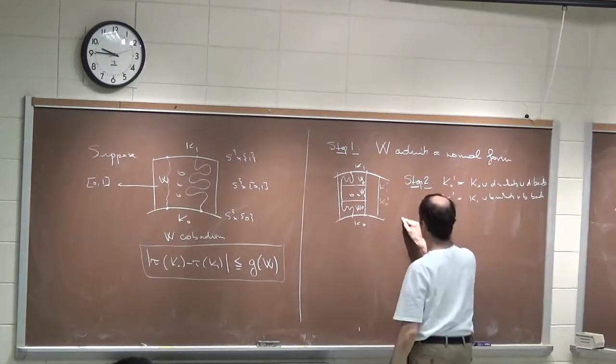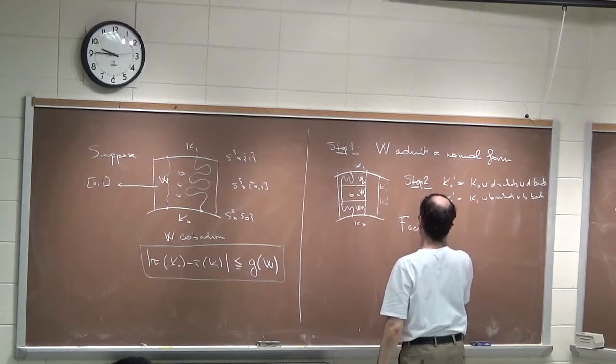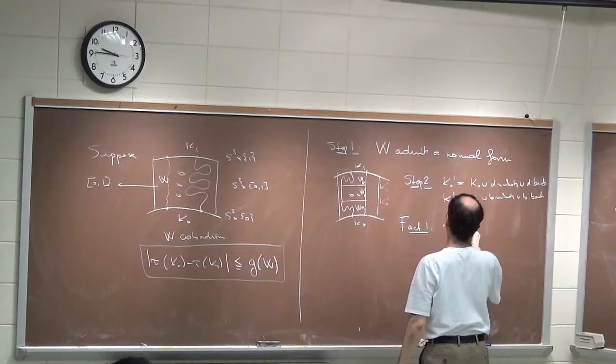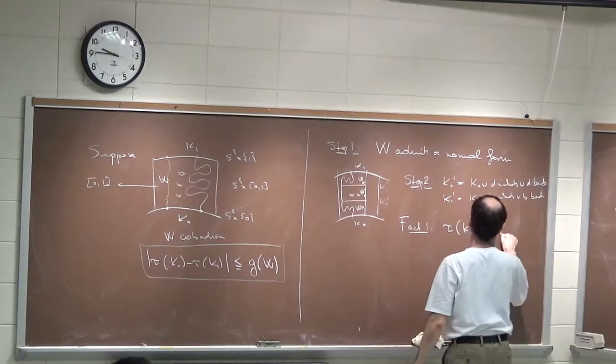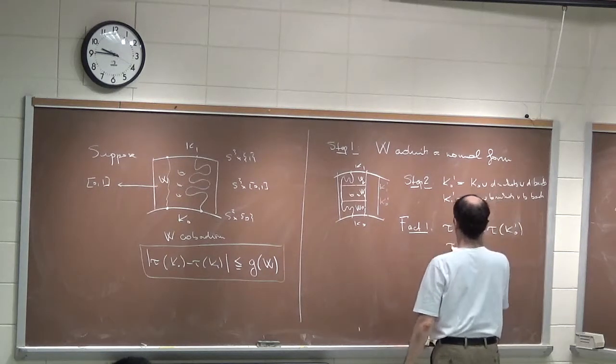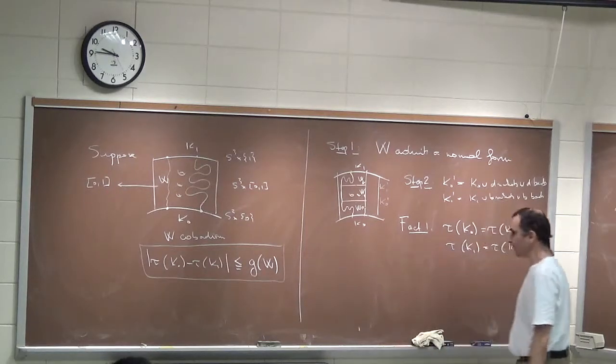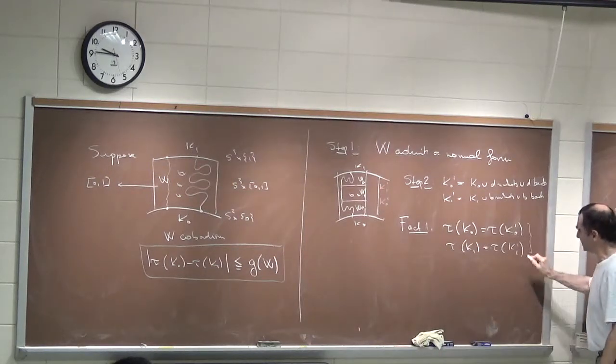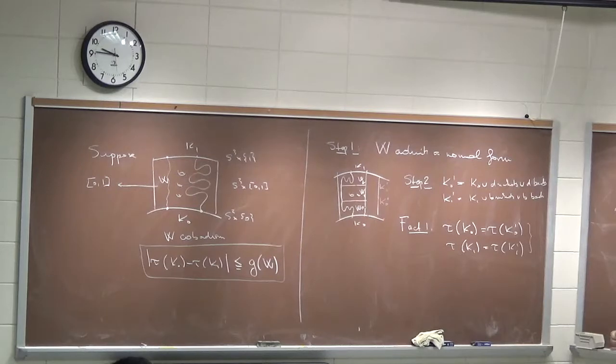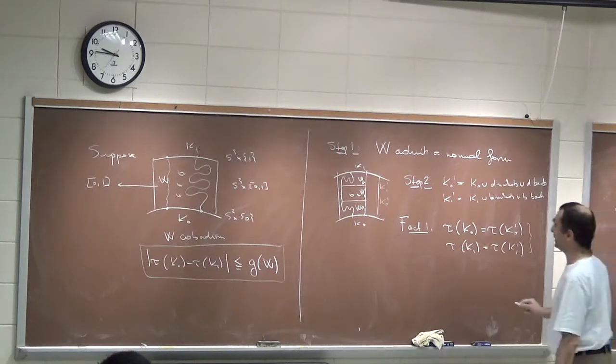And then here are the two facts. Fact one, the tau of K0 is the same as the tau of K0 prime, and likewise for K1. But the proof of this statement is sort of longish, and it requires the same kind of technology as the stabilization invariant. So I will not say a word about that. I was planning to, but I'm not doing that.